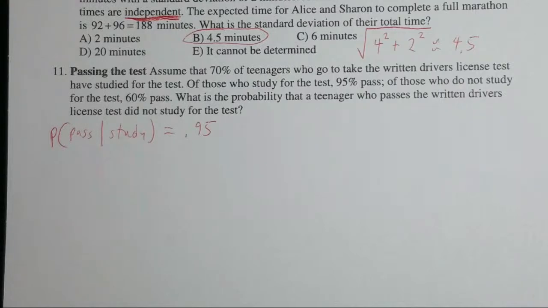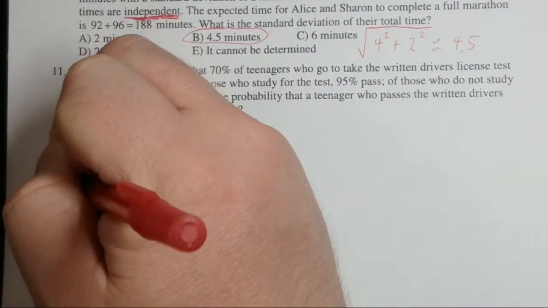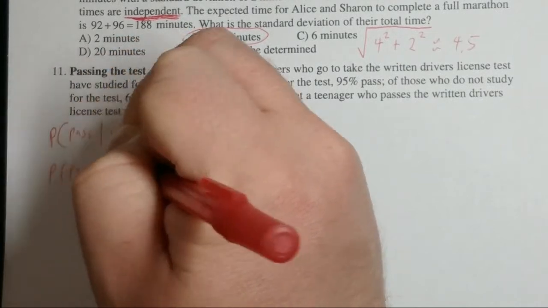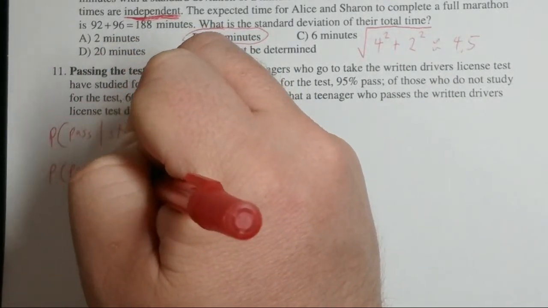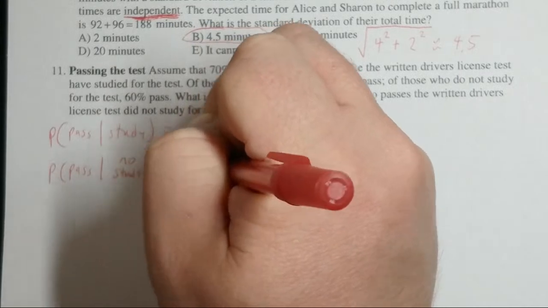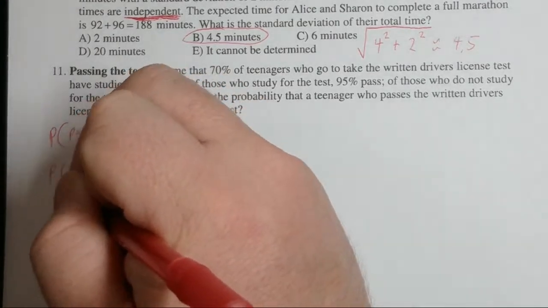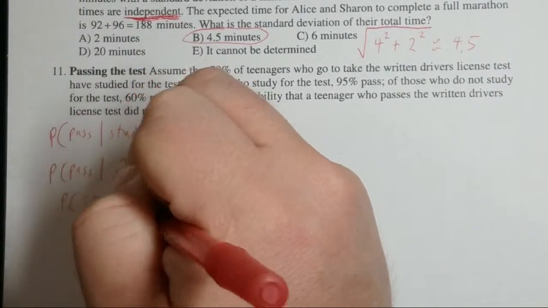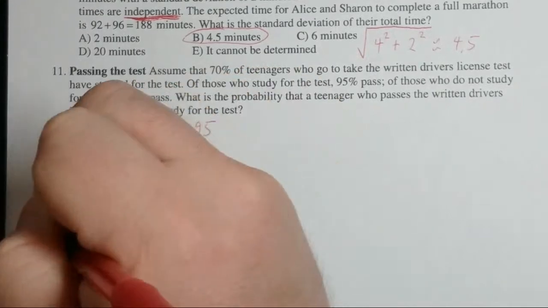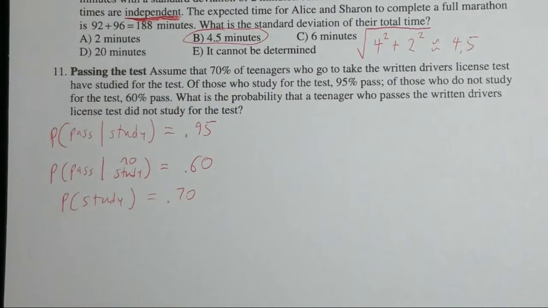Okay? Of those who do not study, 60%. Okay? The probability of passing, given you don't study, 60%. Now, that given statement means a lot. I didn't do the 70% one. Assume that 70% have studied. Okay. The probability of just flat out studying, 70%.